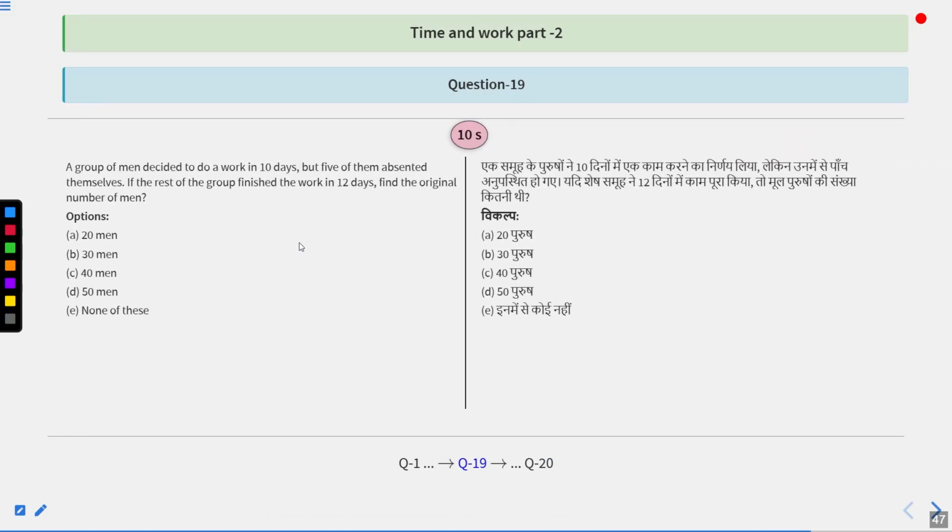Next question. A group of men decided to do a work in 10 days, but 5 of them absented themselves. If the rest of the group finished the work in 12 days, find the original number of men. You have 5 options and 10 seconds to analyze the question. Your time starts now.